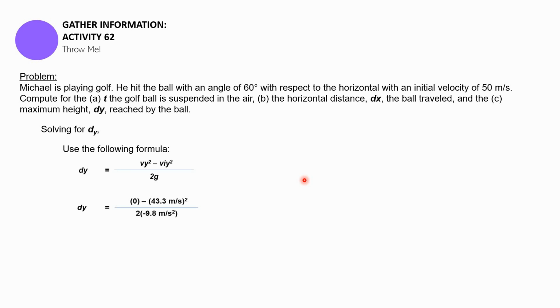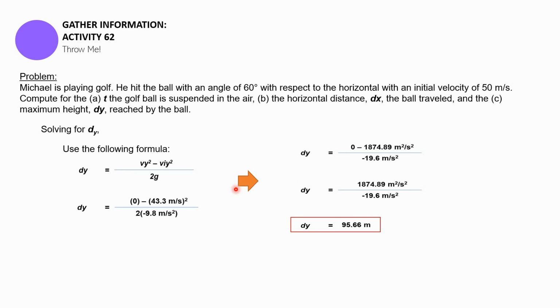We all know that vy, wala siyang value, so it's only 0. And then the vertical component of the initial velocity is equal naman to 43.3 meters per second. So what do we do now? First is we just square it up and then divide it by negative 19.6. Okay, and then we will be getting 95.66 meters.